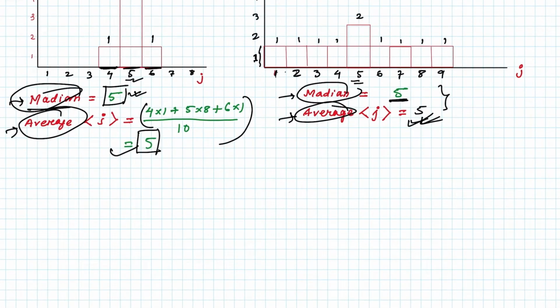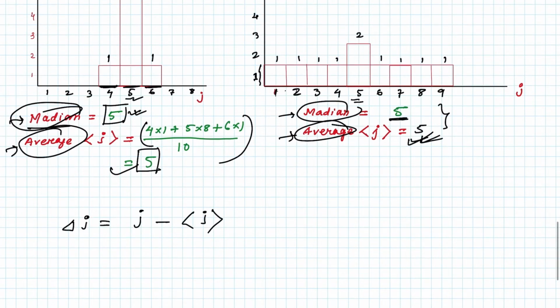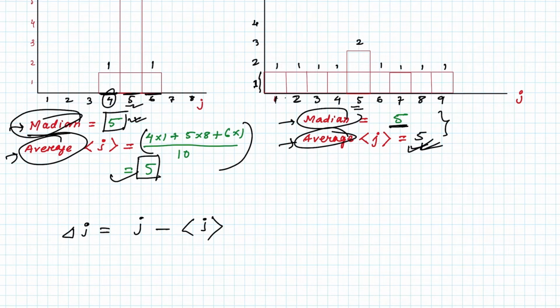Now you see that the deviation of a particular observation, delta j, is given by that value j minus the average value. That means in this case, 4 is one observation, so we need to find the amount of spread from this average value. How to find that? That is 4 minus 5, isn't it? And for the observation 5 we will get 5 minus 5, and for this observation 6 we will get 6 minus 5.